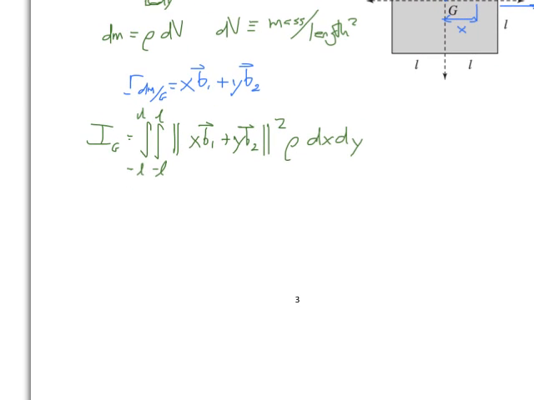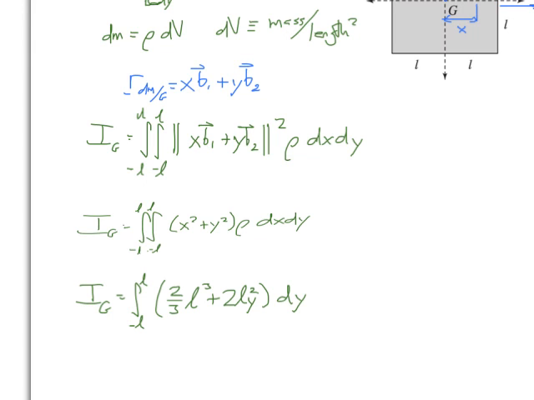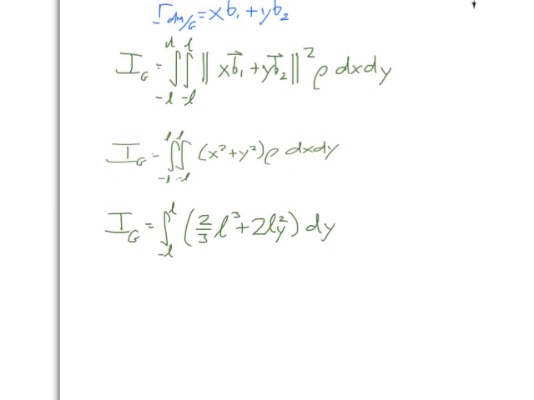So continuing on, in the double integral, our norm is x squared plus y squared. This is rho dx dy, from negative L to positive L. And so we'll first integrate with respect to x because it's on the inside of the dy. And so when we integrate with respect to x and apply the fundamental theorem of calculus, we get the expression 2/3 L cubed plus 2L squared y on the inside. And we still need to integrate with respect to y.